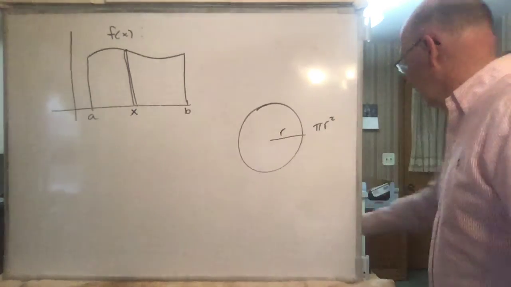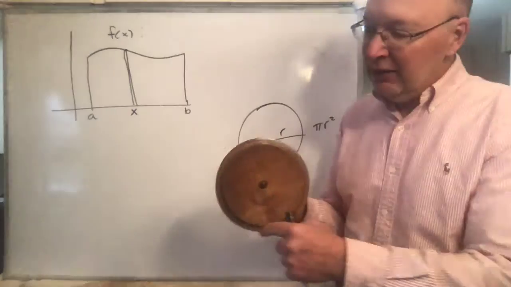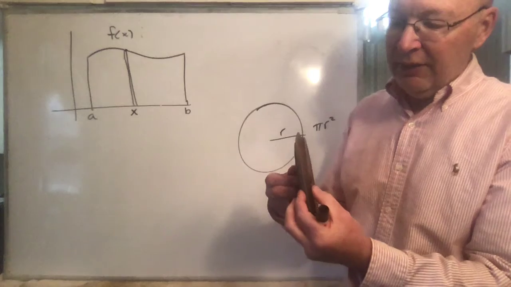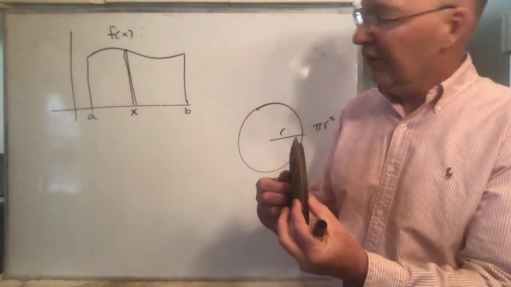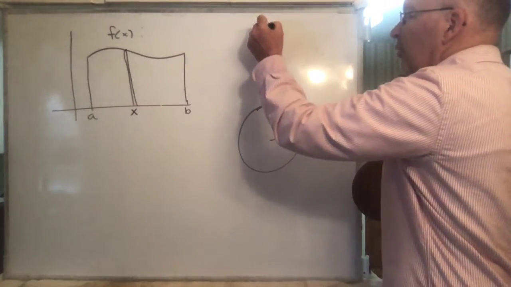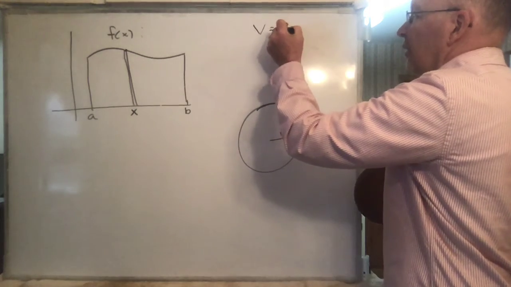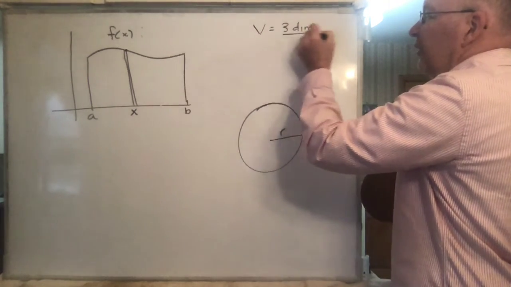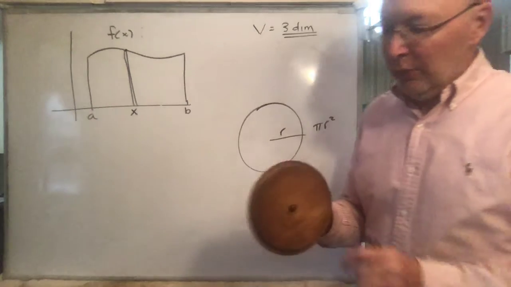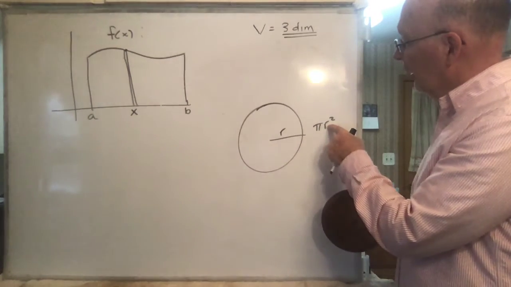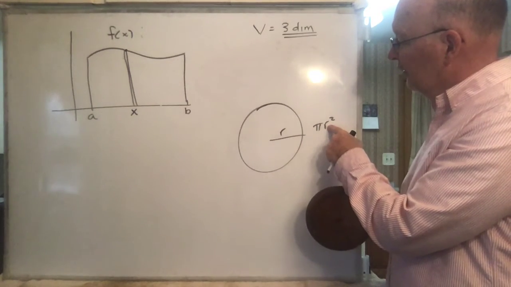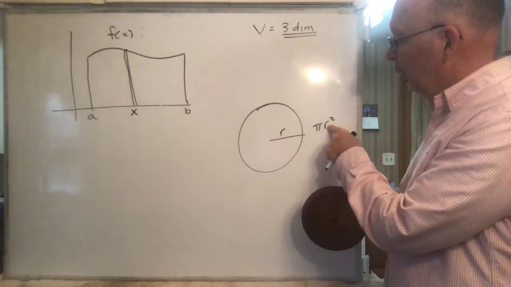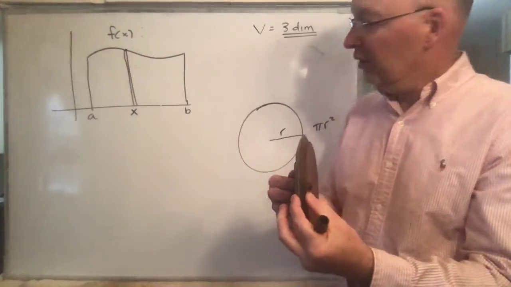And what we've got is something where this area is pi r squared, but then we have the third dimension, which is the thickness of it. If you're talking about volume, you're going to need 3 dimensions. So we've got 2 of them, r times r, which has dimensions of length squared. And now our third dimension is going to be this thickness.